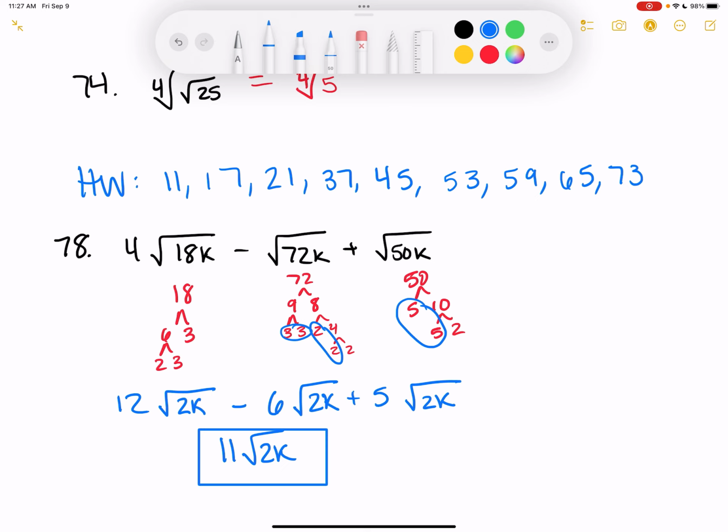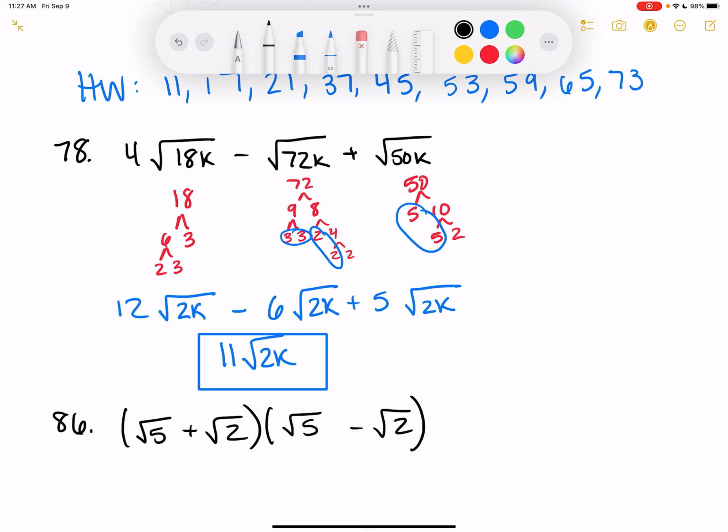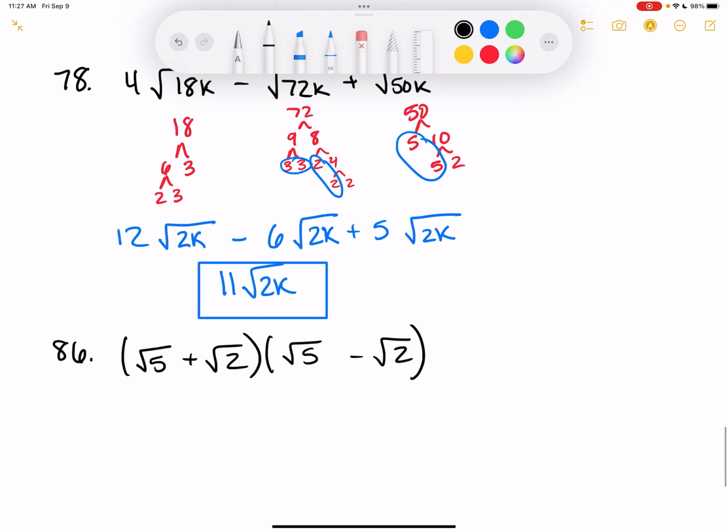Let's do 86. In parentheses, the square root of 5 plus the square root of 2 times the square root of 5 minus the square root of 2. So without the square roots, okay, don't pretend that they completely don't exist, but if you saw that problem, what special type does that make you think of?